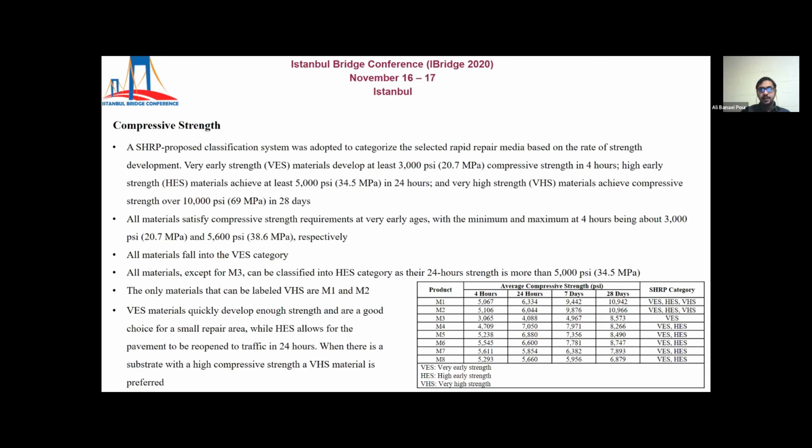All materials except for M3 can be classified as high early strength material because their 24-hour strength was more than 34.5 megapascal. The only materials that can be classified as very high strength or VHS material are M1 and M2. Very early strength materials quickly develop enough strength and are a good choice for a small repair area, while HES allows for pavement to be reopened to traffic in 24 hours. But when there is a substrate with very high compressive strength, very high strength material is preferred.